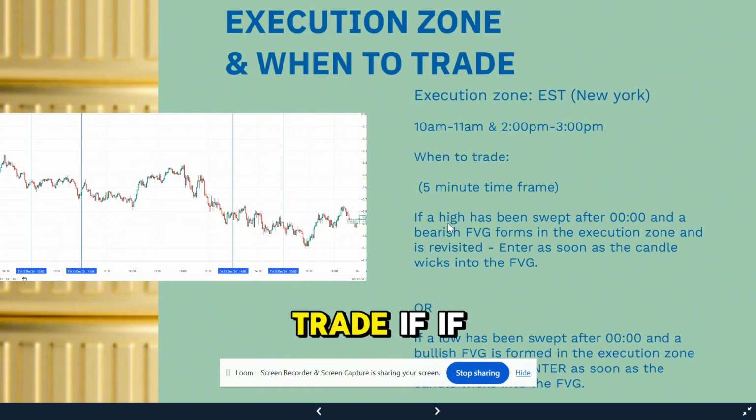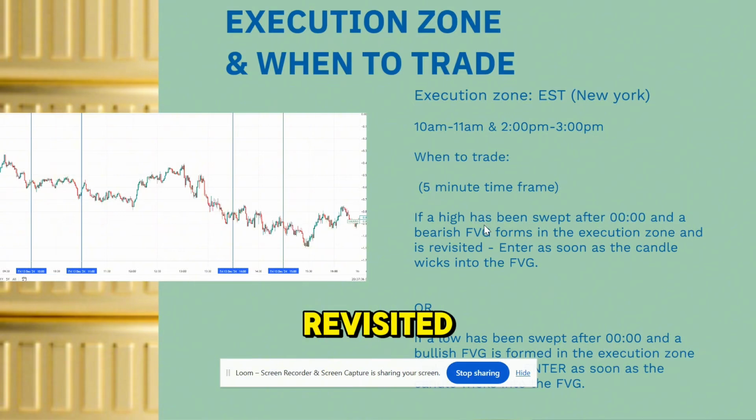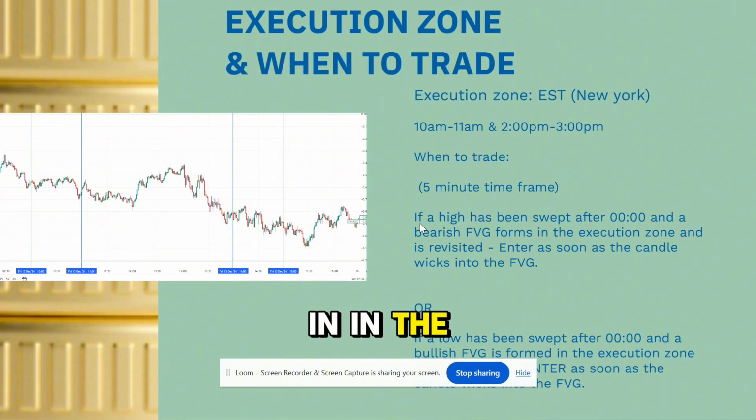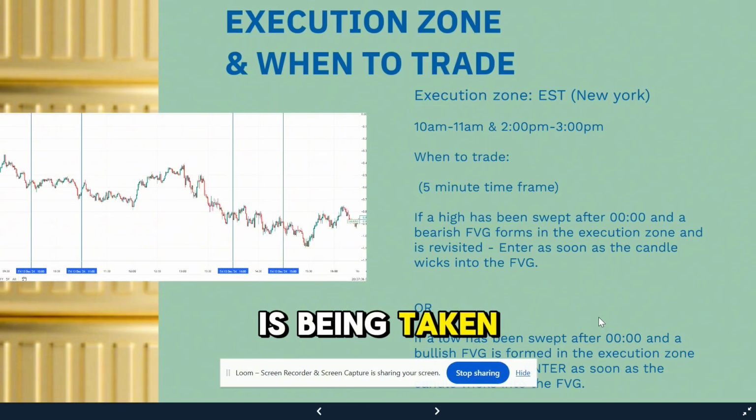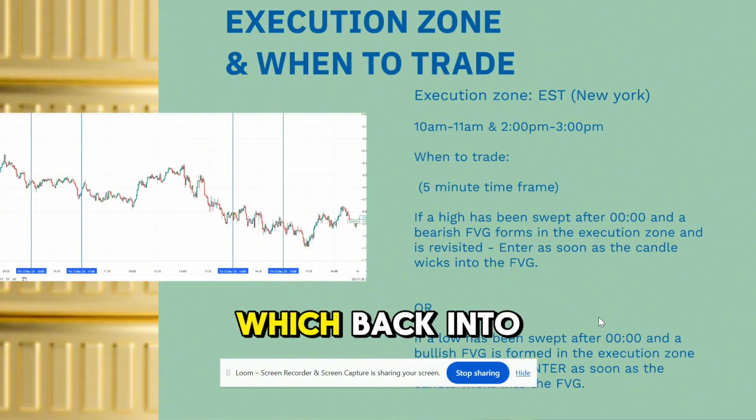So when to trade. Like I was just saying before, if a high's been swept since midnight and a bearish fair value gap forms in the execution zone and is revisited, and by revisited I just mean the candle wicks back into that fair value gap, we're then looking to place a trade. So in this case, if a high's been taken out and we're in the execution zone, there's a bearish fair value gap, it wicks back in, we're looking for a sell. On the other hand, if a low's been taken out and a bullish fair value gap presents itself within the execution zone, it wicks back into the fair value gap, we're looking for a buy right there.